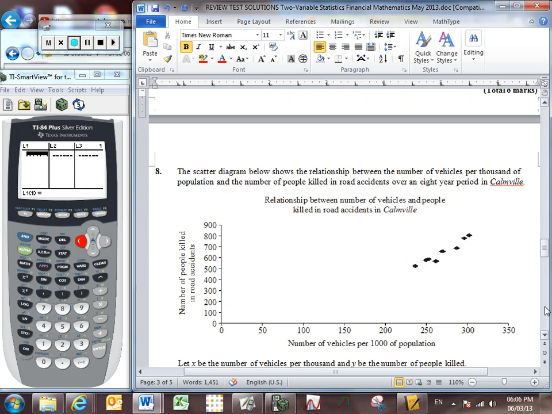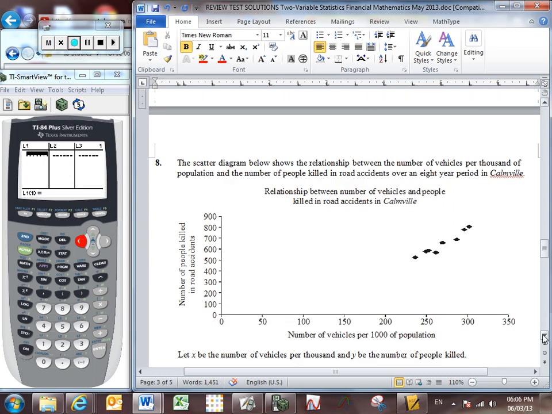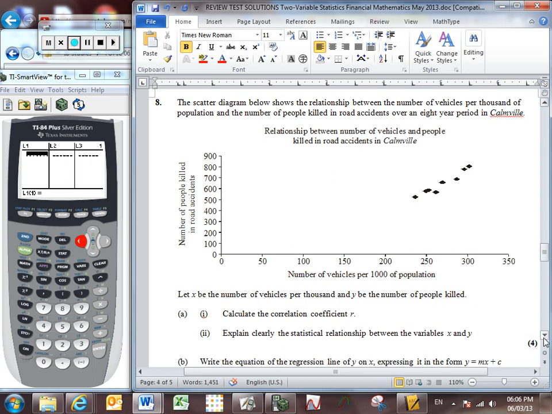Alright, let's look at number 8. So we've got a scatter diagram that shows the relationship between the number of vehicles per 1,000 and the number of people killed in road accidents over an 8-year period. So let x be the number of vehicles per 1,000 and y is the number of people killed. We need to calculate the correlation coefficient.